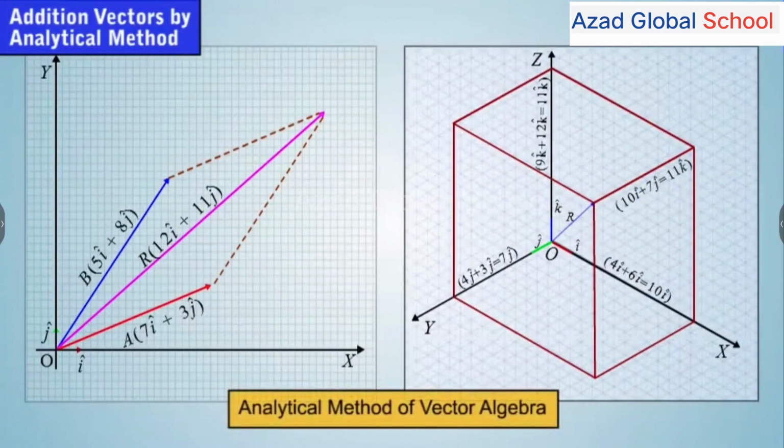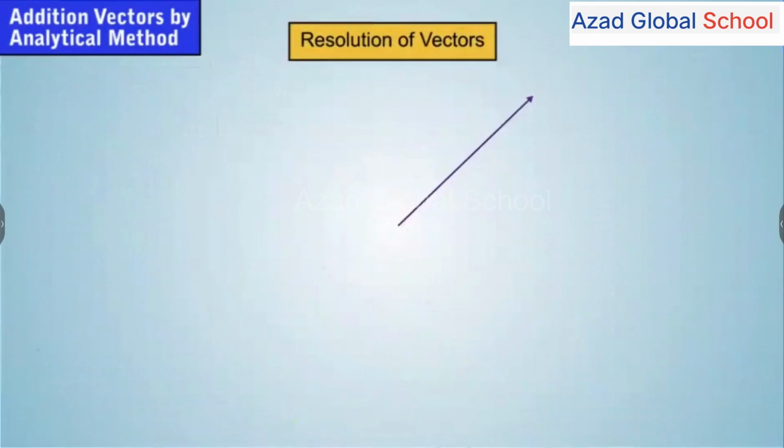Let us first understand the concept of resolution of a given vector in any two required directions. To understand the resolution of vectors, consider three vectors A, B, and C lying in one plane. In this case, you need to resolve vector A along the directions of B and C. O and P are the tail and head of A respectively.